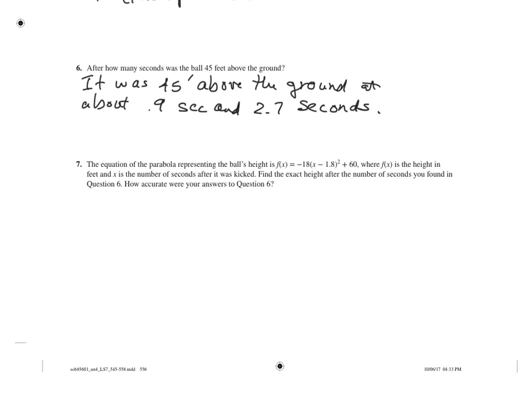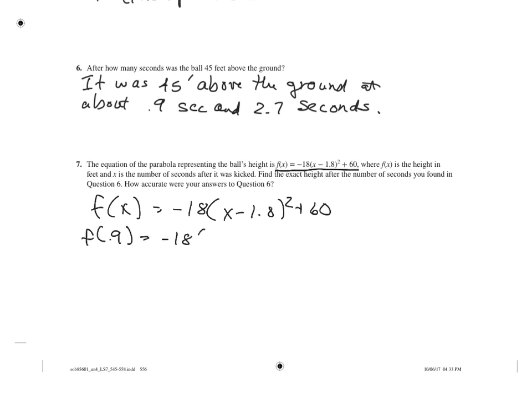The equation of the parabola representing the ball's height is, and then here it is, which is a little bit different than what we're used to. This is a different form, where f of x is the height in feet, and x is the number of seconds after it was kicked. It says find the exact height after the number of seconds you found in question 6. So we need to find f of 9/10, and we need to find f of 2 7/10.